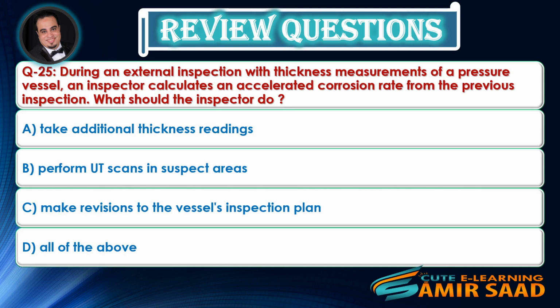Question number 25. During an external inspection with thickness measurements of a pressure vessel, an inspector calculates an accelerated corrosion rate from the previous inspection. What should the inspector do? Answer is D.